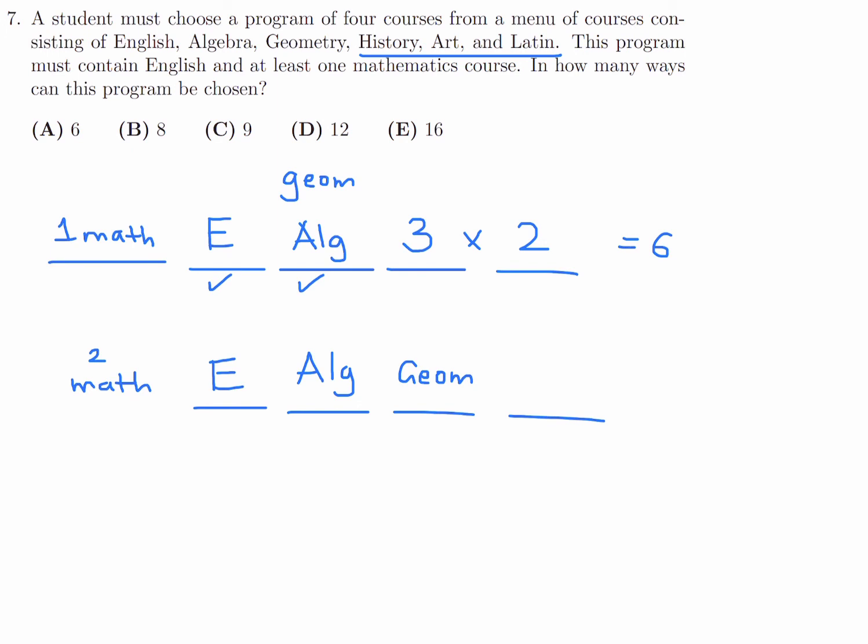The second is when I choose 2 math courses. So this is fixed, and these 2 are fixed. And now for the very last one, I've got to choose between history, art, and Latin. There's 3 of them, so I've got 3 possible choices. So this also gives me just 3, because these were all fixed. So now I have to add these two, and therefore 6 plus 3 is 9. So number 7, the answer is C.